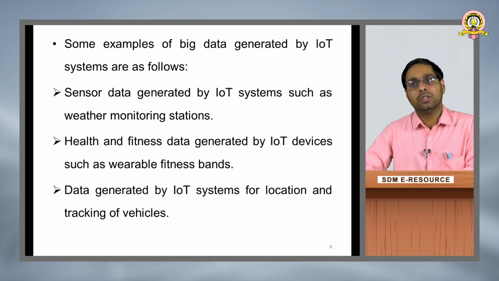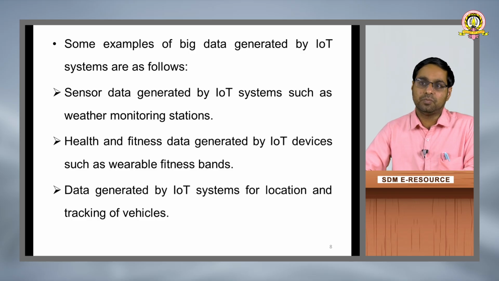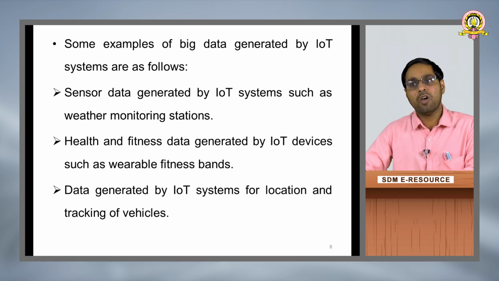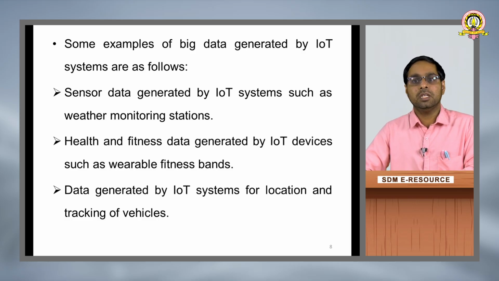Let us discuss some examples of big data generated from IoT systems. Sensor data are generated from IoT systems such as weather monitoring stations. Lots of data are generated from weather monitoring stations, and the volume of this data is very huge. Next, in health and fitness systems, lots of wearable fitness bands are worn by different people and they generate lots of data. We also use several systems for tracking location and tracking vehicles, which also generate lots of data. So, these are some examples of big data generated by IoT systems.